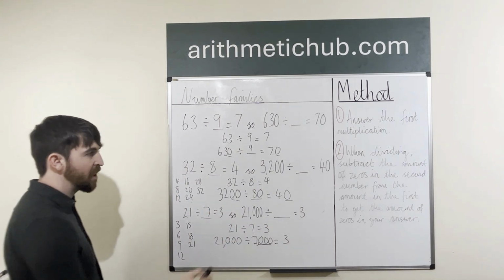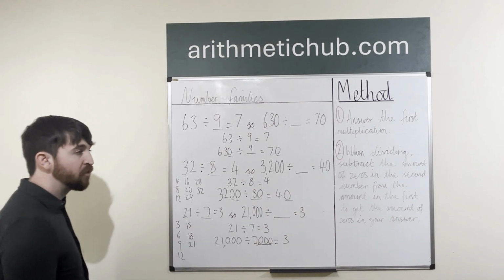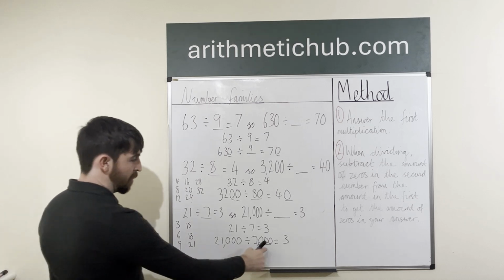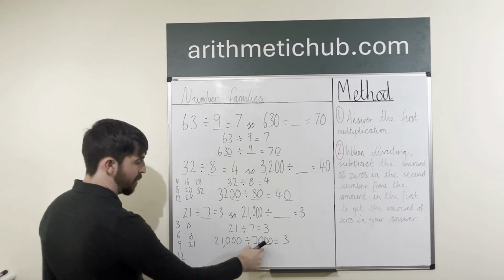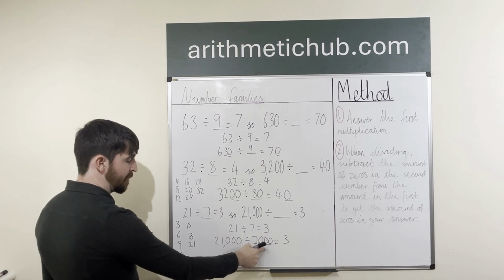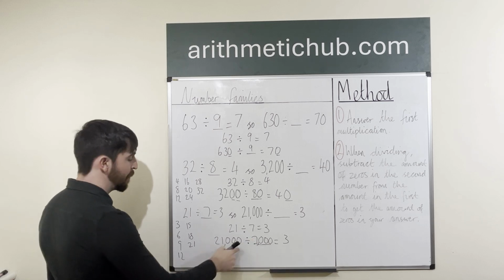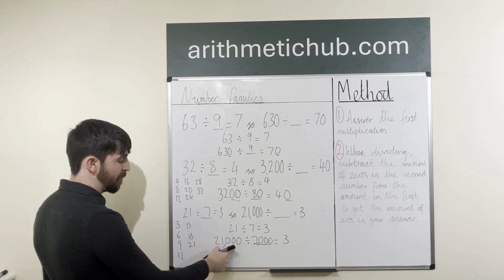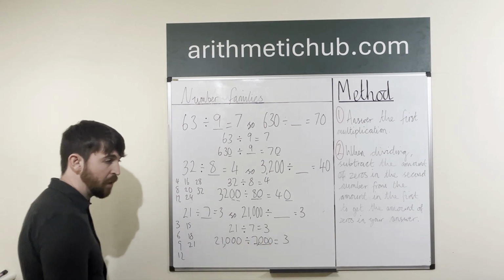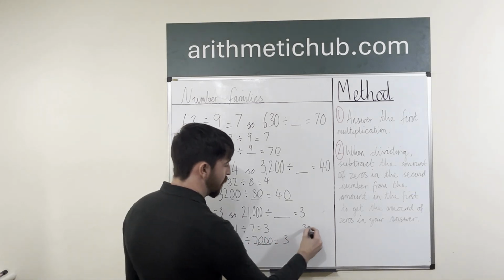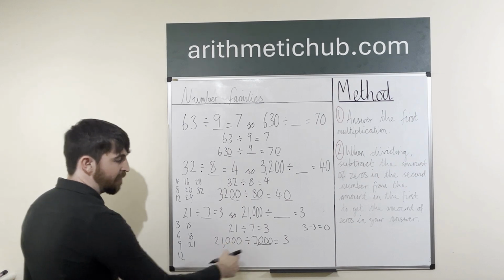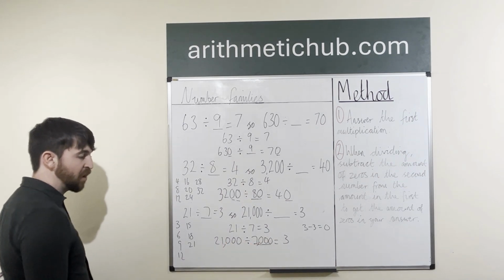So let's check, does that work with this method? When dividing, subtract the amount of zeros in the second number from the amount in the first to get the amount of zeros in your answer. I had 3 zeros in this part of the question, in this number. I had 3 zeros in this number in this part of the question. 3 zeros take away 3 zeros will give us no zeros, because 3 take away 3 is going to give us 0. So these 3 zeros take away these 3 zeros, give us no zeros.